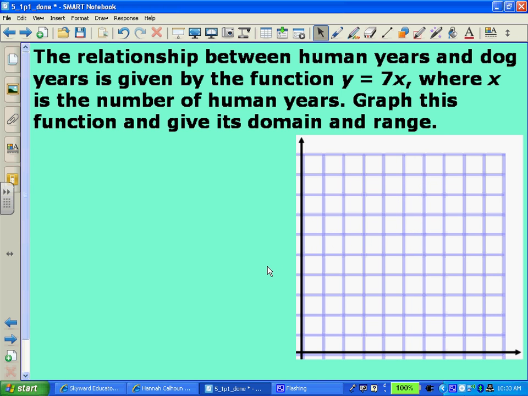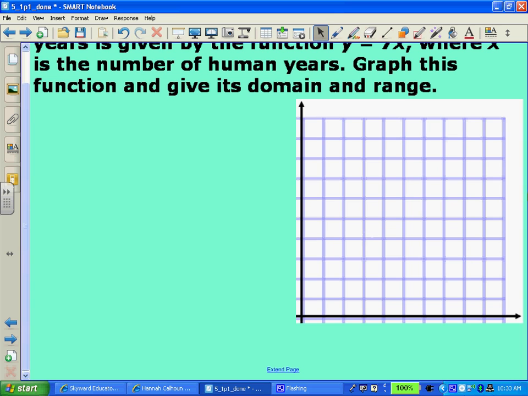Now let's look at, last but not least, a story problem. So again, like we've talked about before, with story problems you have to consider what is a reasonable domain and range. So here we have the relationship between human years and dog years is given by the function y equals 7x, where x is the number of human years. Graph this function and give its domain and range.